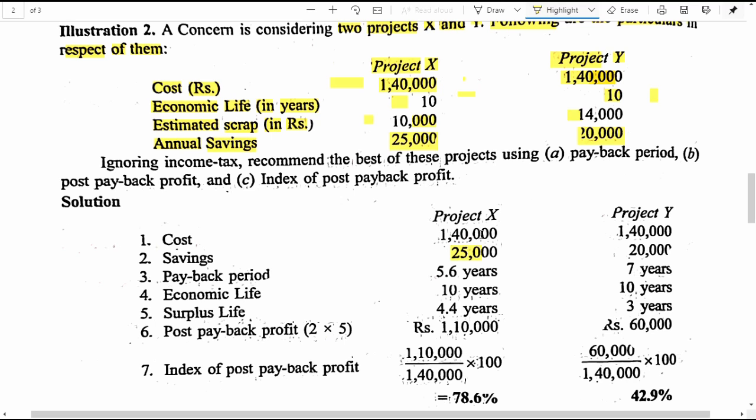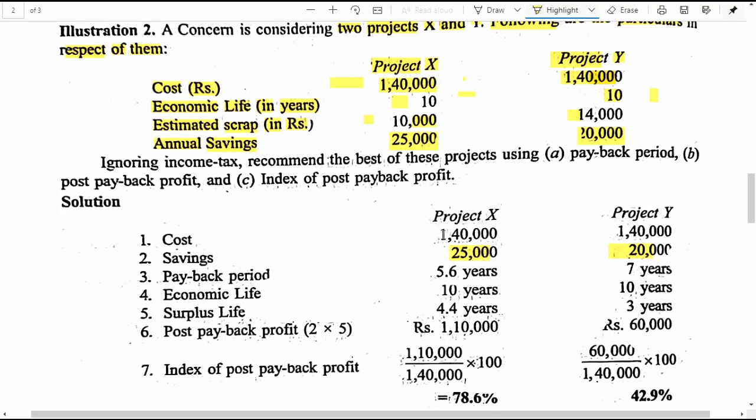Cost for project X 1,40,000, for project Y 1,40,000. Savings for X 25,000, savings for Y 20,000. This is the annual savings. Now payback period is calculated. How is this 5.6 years for project X calculated? Since the cash inflow, which is nothing but annual saving here, is uniform, let us do the calculation like this. In the first year they would have recovered 25,000. Second year another 25,000. Likewise, in the first 4 years they would have recovered 1 lakh rupees. And in the fifth year they would have recovered another 25,000. So totally till the end of 5 years, project X would have given us back 1,25,000 rupees.